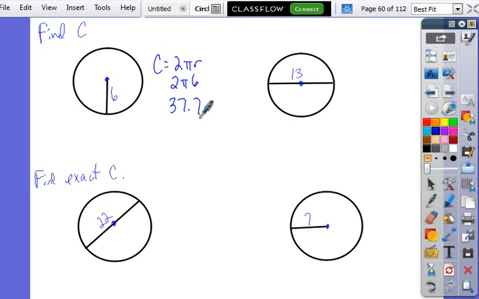If I do this one, you do the diameter. I would probably do the pi times d just because it gave me the diameter. You'll get 40.8. So that would be pi times 13, you said 40.8. Yes, sir. All right. Are there any problems doing that right there?